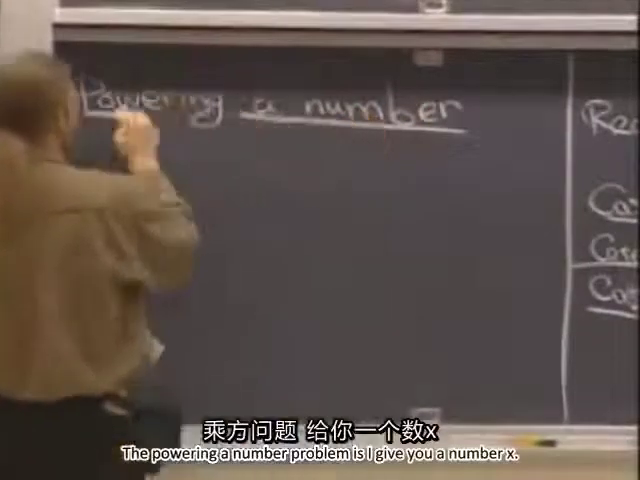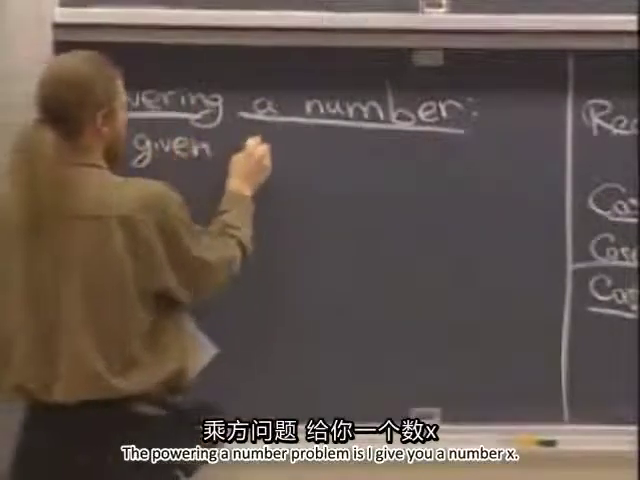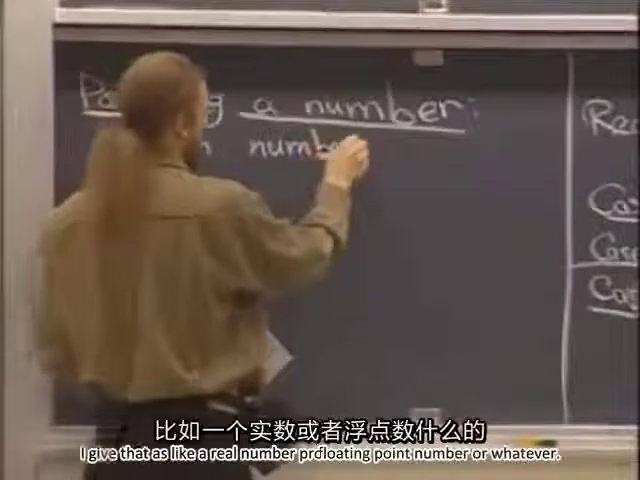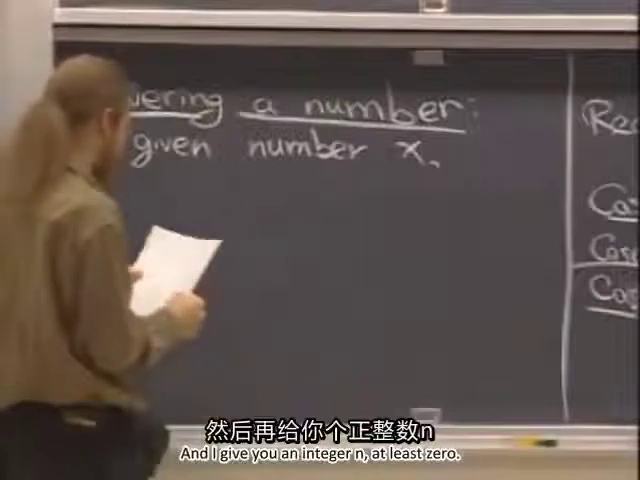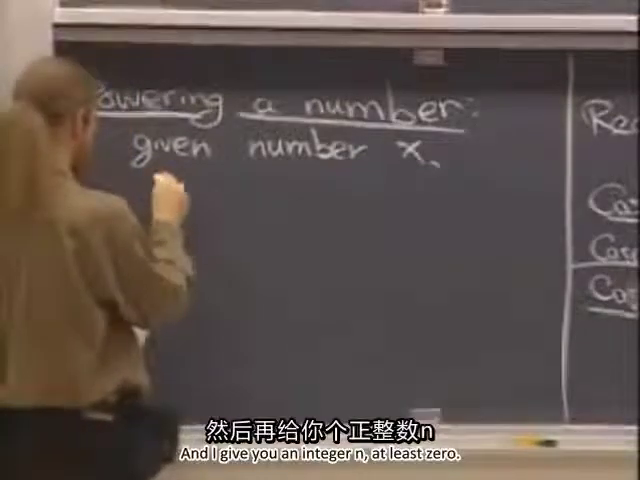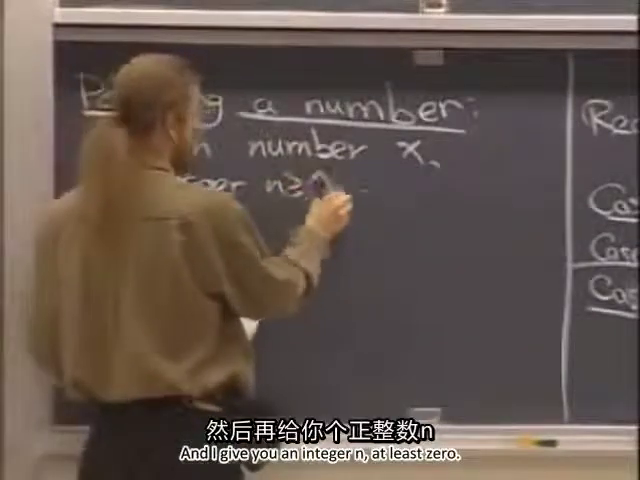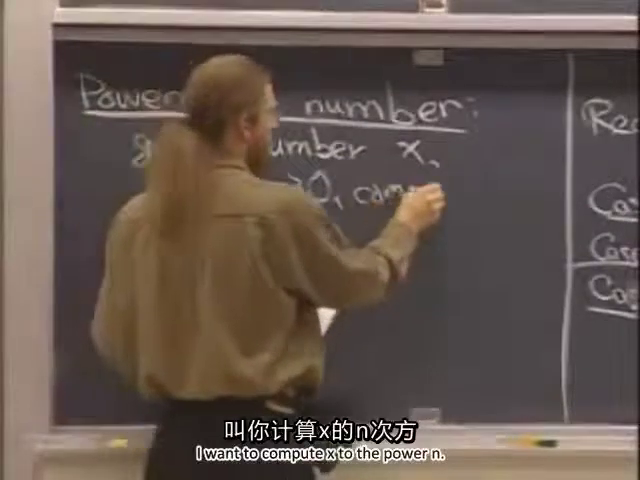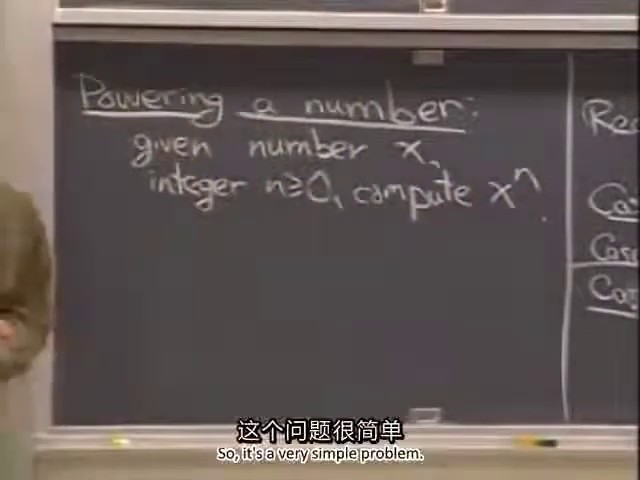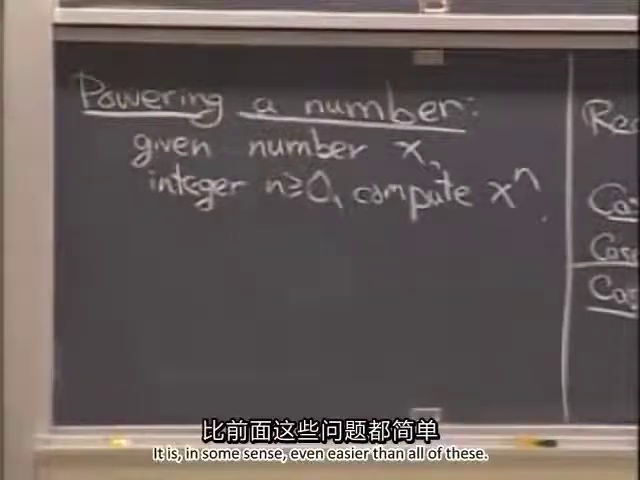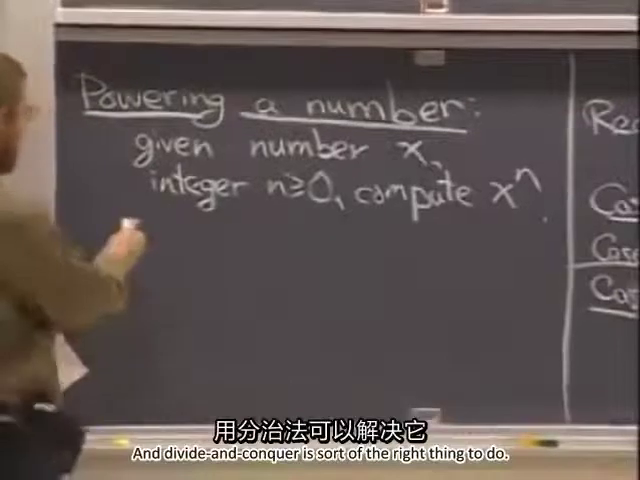So the powering a number problem is: I give you a number x, think of that as a real number or floating point number, whatever. And I give you an integer n, at least 0. I want to compute x to the power n. It's a very simple problem, in some sense even easier than all of these. But here it is, and divide and conquer is sort of the right thing to do.